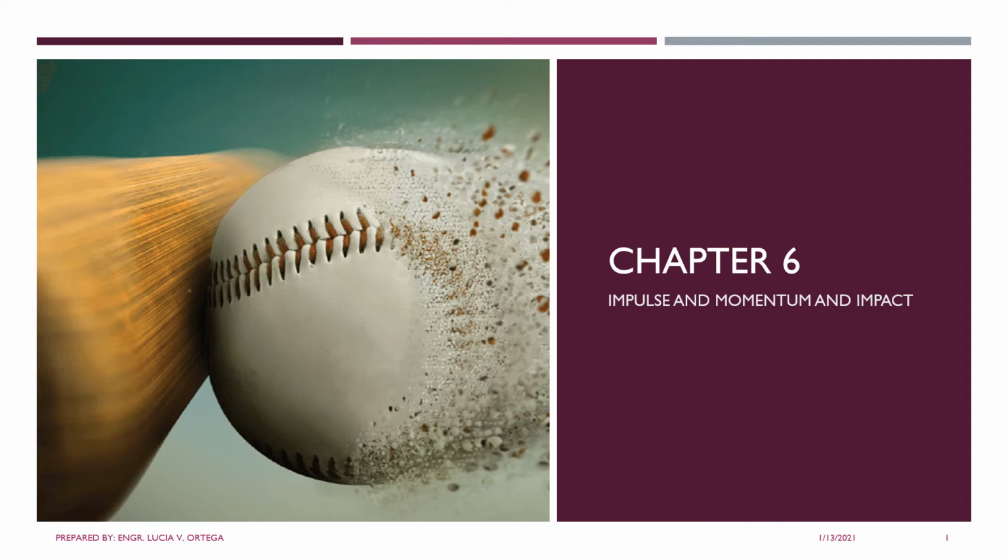The product of the force applied by the man and the time of contact is what we call the impulse. Momentum is mass times velocity. The ball has mass and it has velocity. Even the bat has mass, and depending on the applied force, it also has velocity. So that is what we are going to discuss in this chapter.